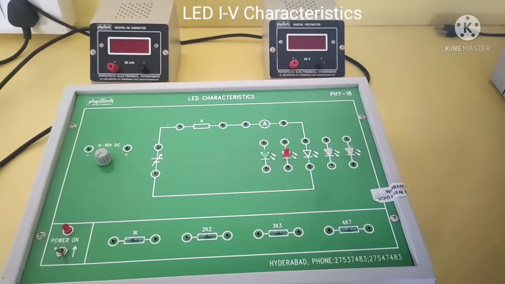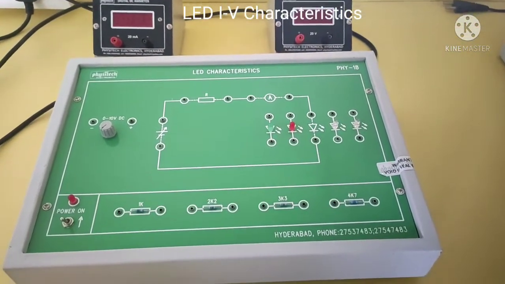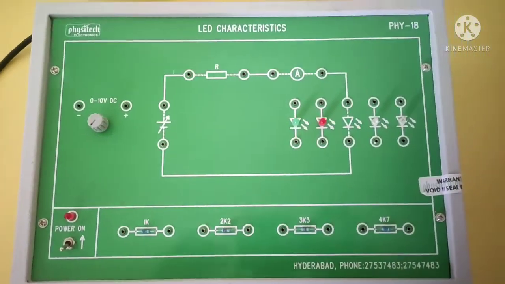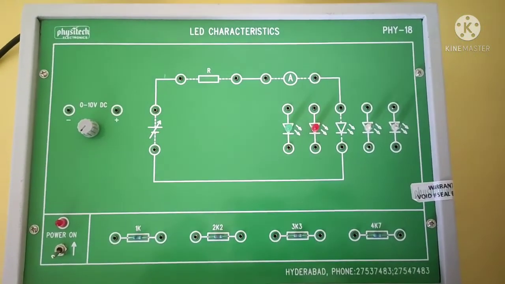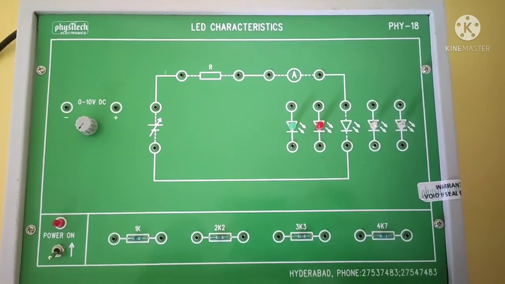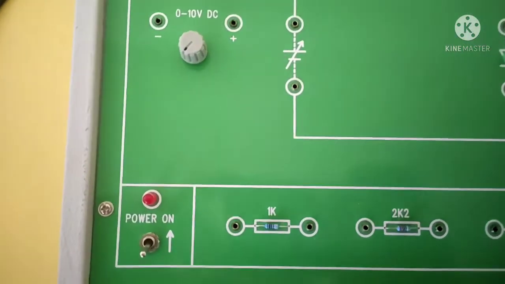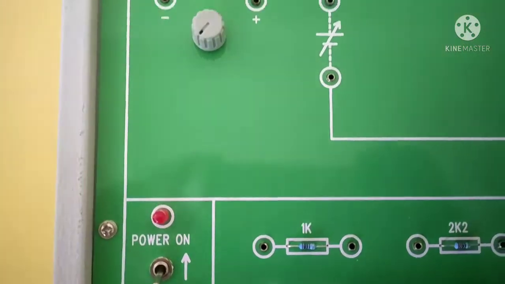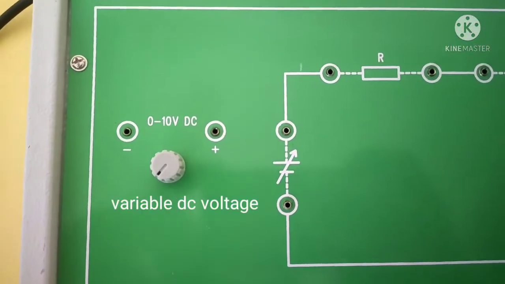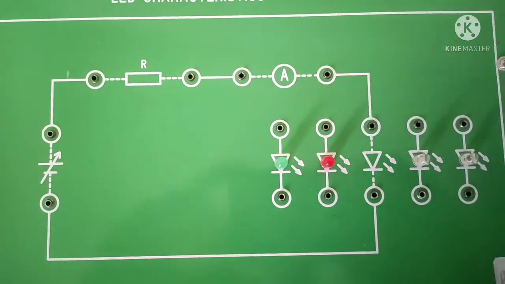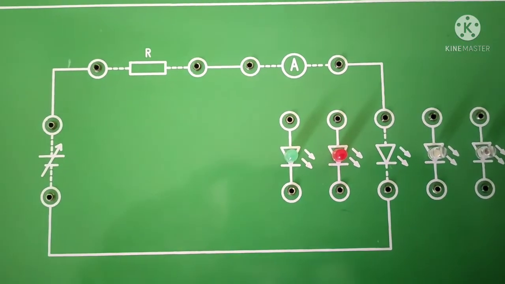Dear all, here we are going to measure the IV characteristics of LED. This is the circuit board we are using to measure the IV characteristics of LED. In this circuit board, just see the components. Here there is an on and off button. This is a variable DC voltage. This variable DC voltage is connected to the input.